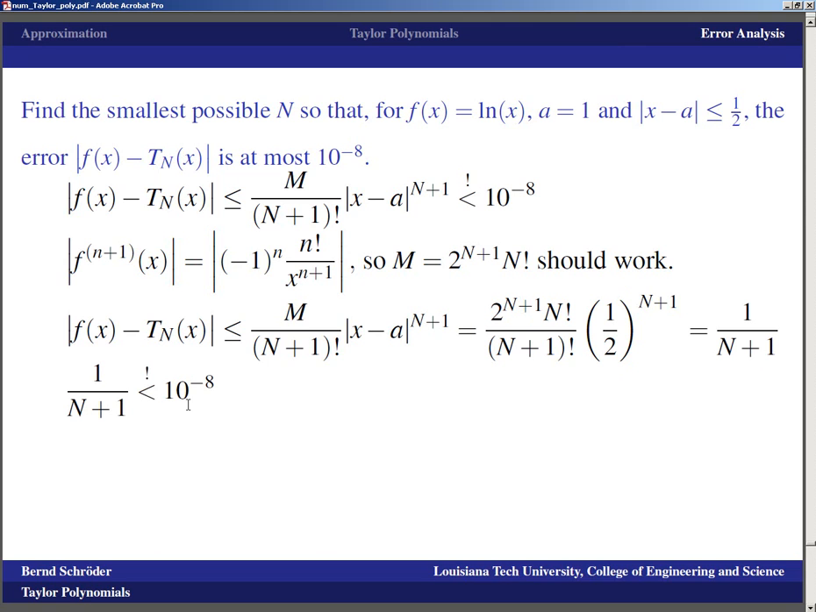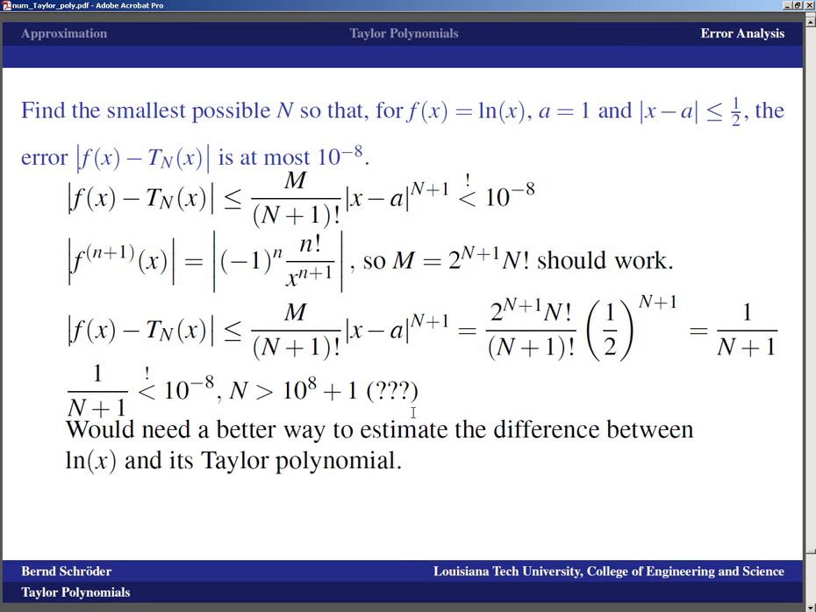Well, if I said 1 over n plus 1 smaller than 10 to the negative 8, on one hand, yeah, I can solve that. But look at the solution. The solution is terrible. It's totally unrealistic to think that we would ever compute a 10 to the 8 plus first order Taylor polynomial. So that means there is a problem, and there certainly are further things that need to be done, and these things are being done either experimentally or through complex analysis, because we would certainly need a better way to estimate the difference between the logarithm and its Taylor polynomial, or just a better way to approximate the logarithm.